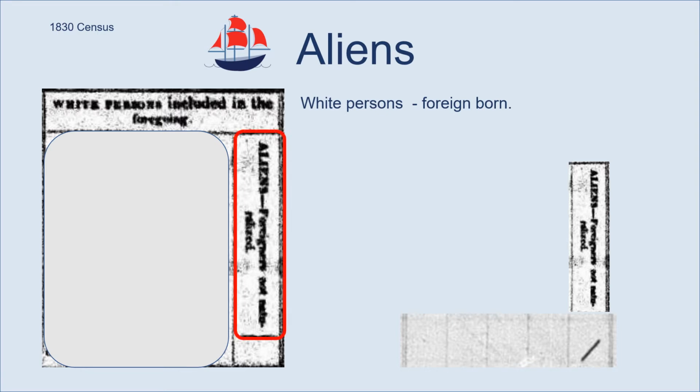Aliens. The last column under the white persons included in the foregoing asks about people who are foreign born. This is not asked in the colored section. On page 372 in Pennsylvania, Virginia, there was a marking for a person who was foreign born.